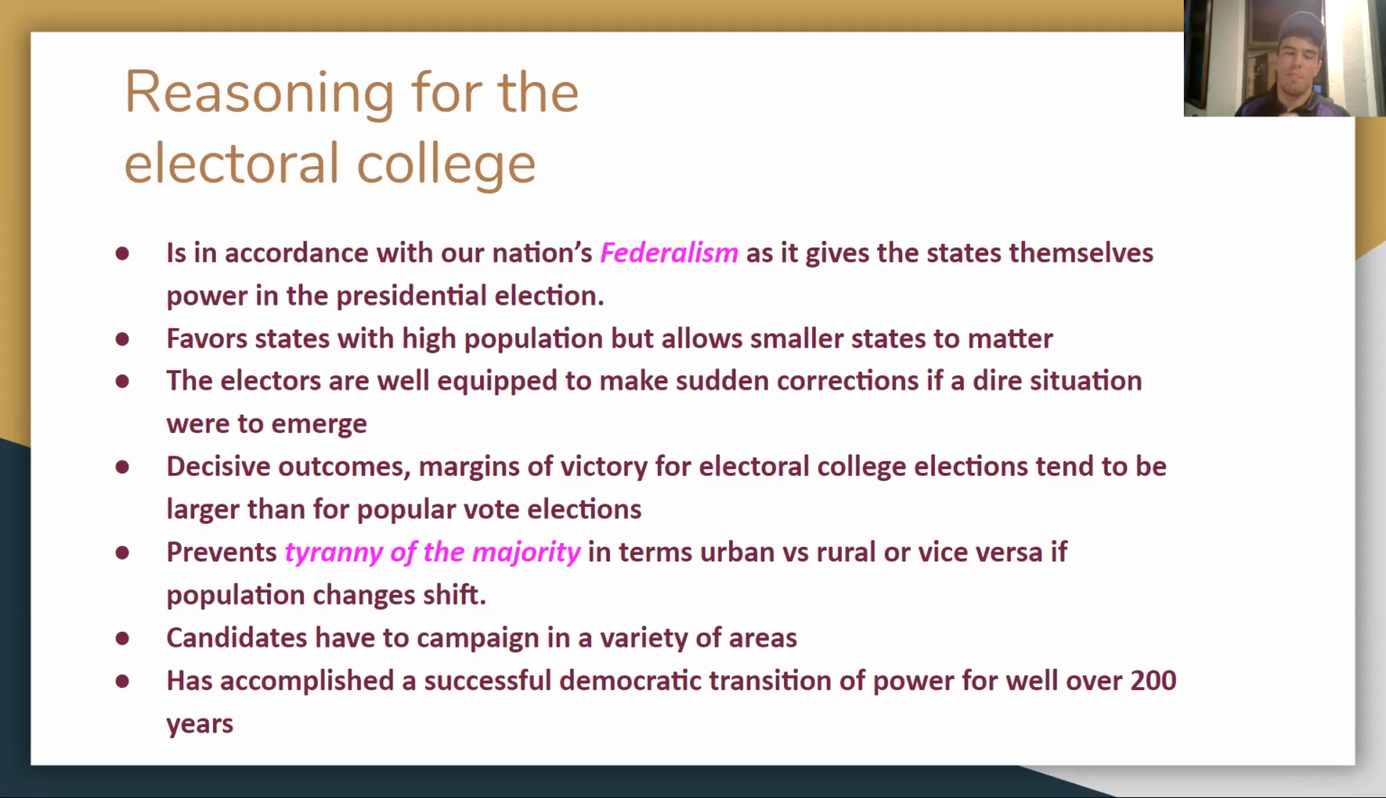So it makes for power to not be so obvious as to which way it's going to go. So candidates have to campaign in a variety of areas with the Electoral College. That is another seen advantage.